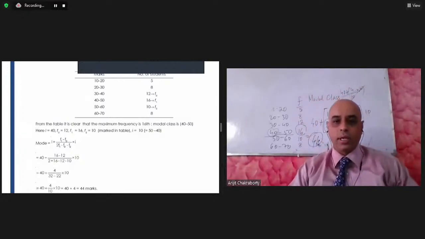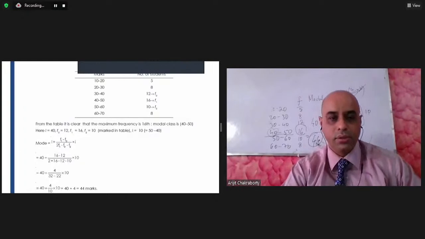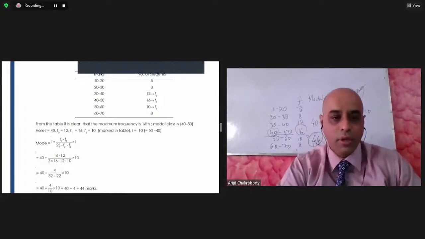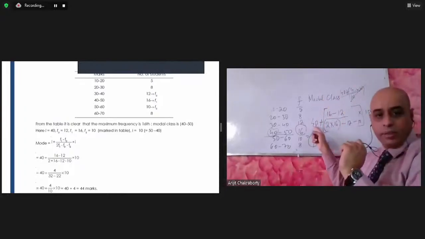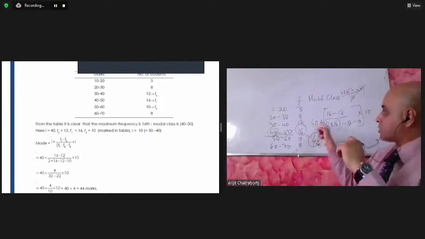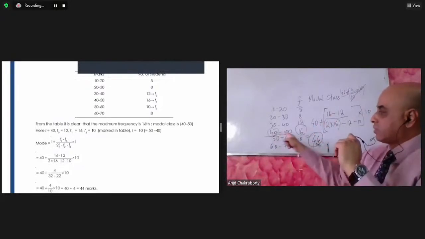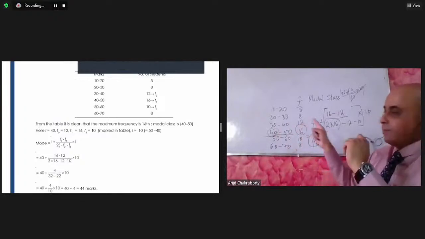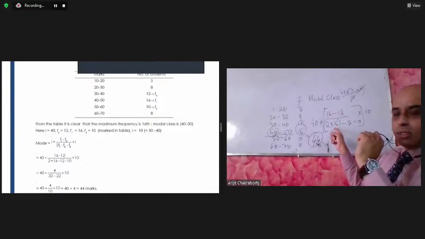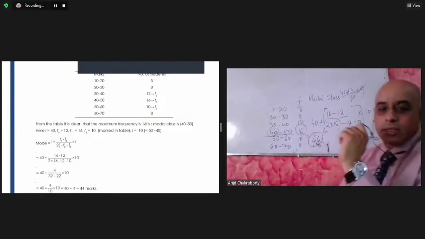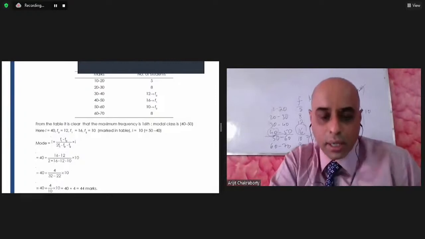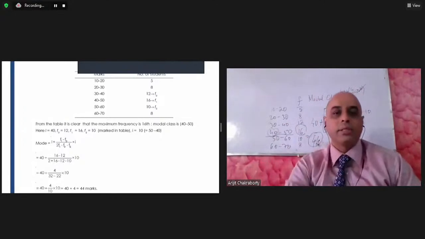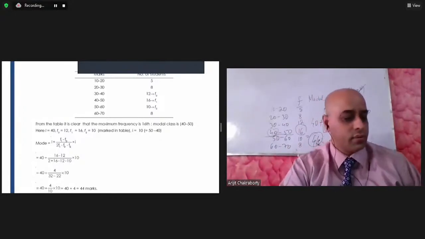You can see the modal class is 40 to 50. Please look at the solution which appears in the slide. And you can see that we have taken the formula. The 40 is the lower limit. We have taken the lower limit of the modal class plus 16. 16 is the frequency for 40 to 50, minus 12. 12 is the frequency of the preceding class. And then we have multiplied 2 into 16 minus 12 minus 10, and that is multiplied by the class width, and that is 10 in this case.